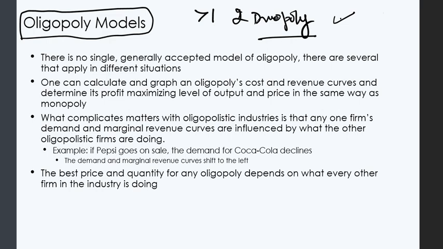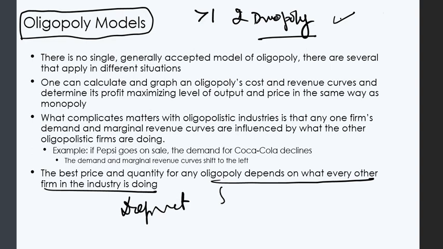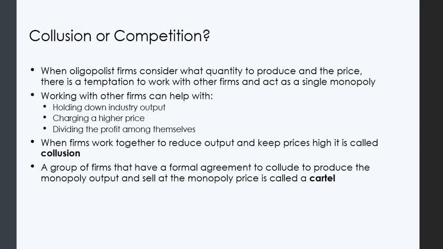Product differentiation is there. Okay, so there are some complications, there are some betterments. The best price and quantity for an oligopoly depends on what every other firm does. So this is a firm that sees other firms, and it's a more dependent structure than an independent structure. So the independence factor is less.